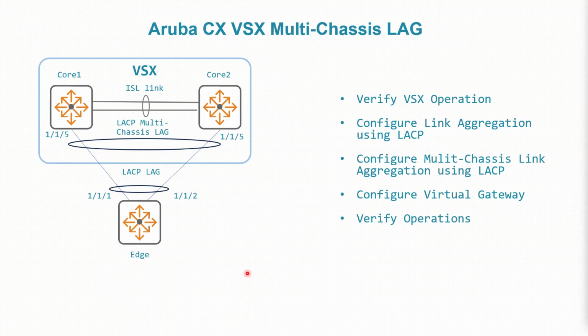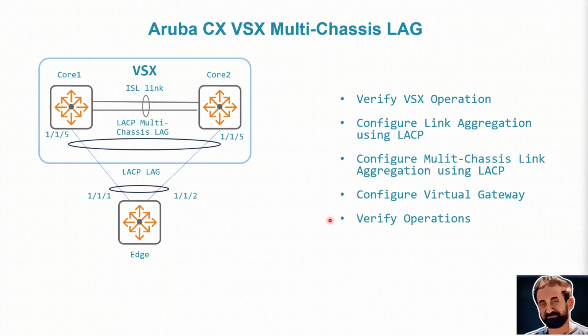In this short video, I will explain what is the multi-chassis LAG or VSX-LAG link aggregation. We already established in the previous video the VSX stack between core 1 and core 2. We will verify that operation. Then we will configure link aggregation using LACP on the edge switch, and after which we will configure the multi-chassis LAG. The order of configuration doesn't matter. And then we will also configure the virtual gateway, which they call next hop virtualization, and after which we will verify the operation.